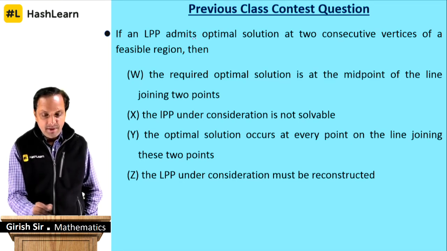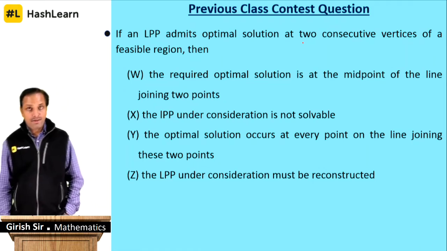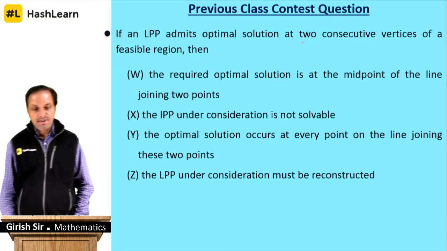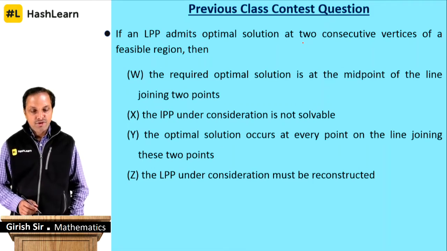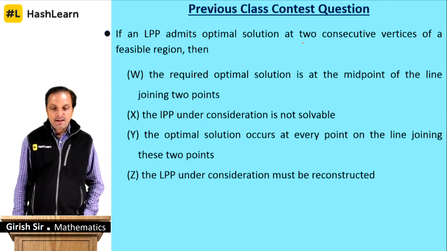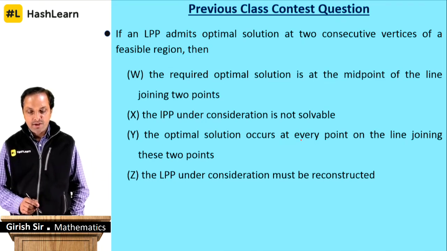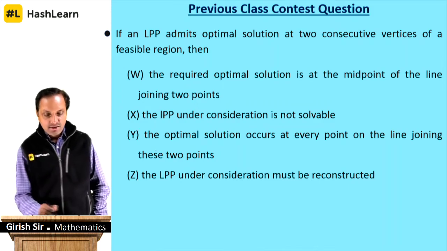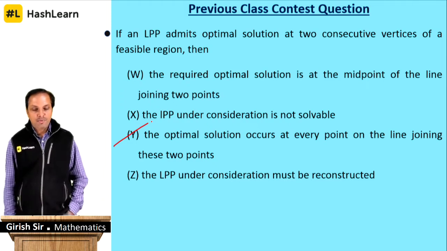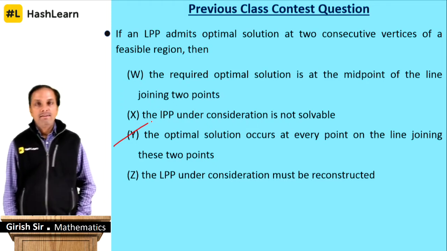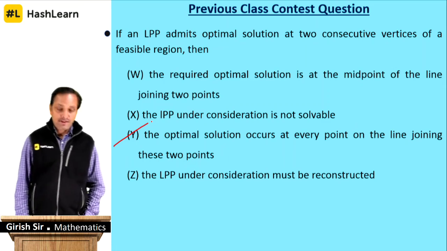So if an LPP admits optimal solution at 2 consecutive vertices of a feasible region, then the optimal solution occurs at every point on the line joining these 2 points. So your answer is option C: at every point on the line joining these 2 points.